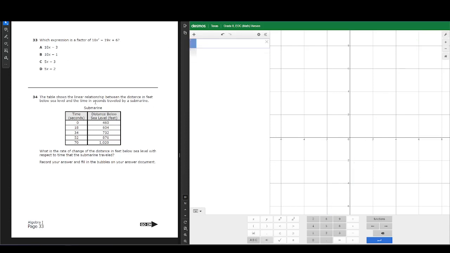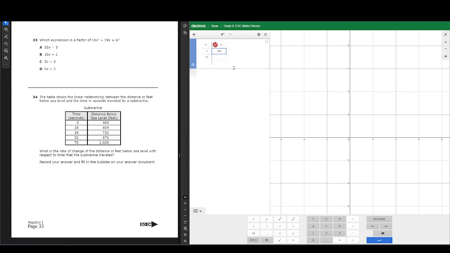Alright, the table shows a linear relationship between distance in feet and time. What is the rate of change of the distance in feet with respect to time? This one would just be doing the slope formula, taking 2 rows and doing y minus y over x minus x. Since this is not a regression, it doesn't say anything about that.